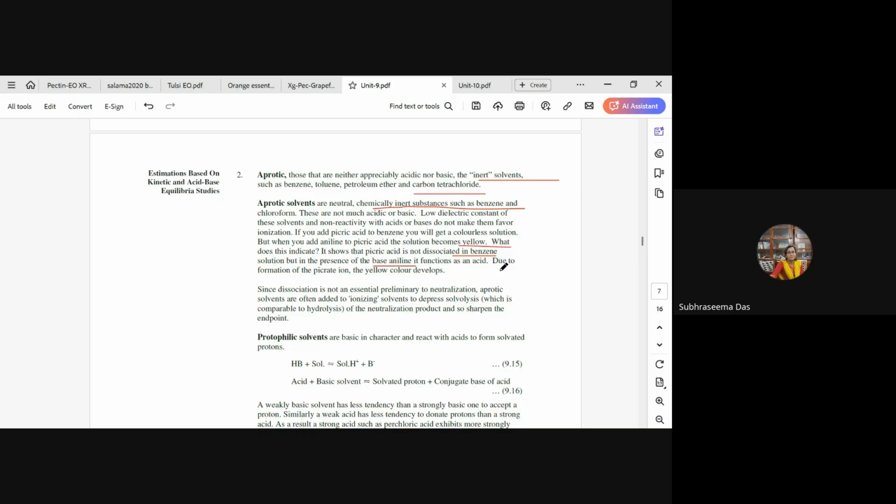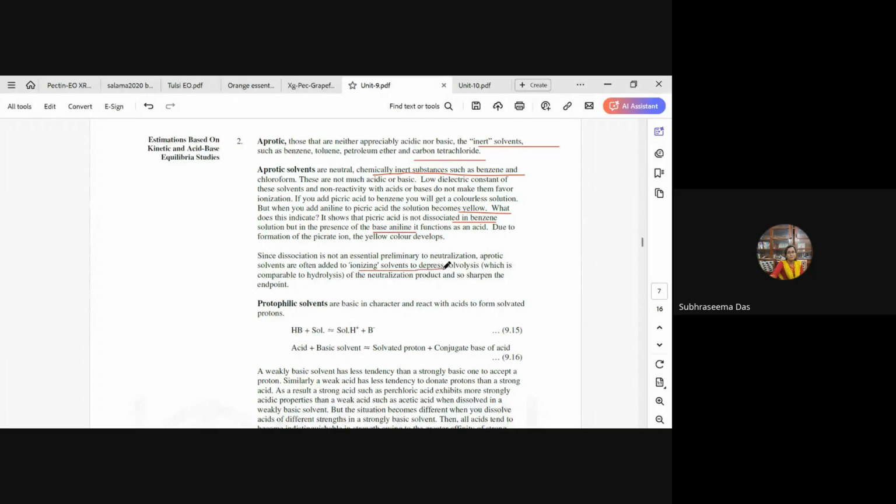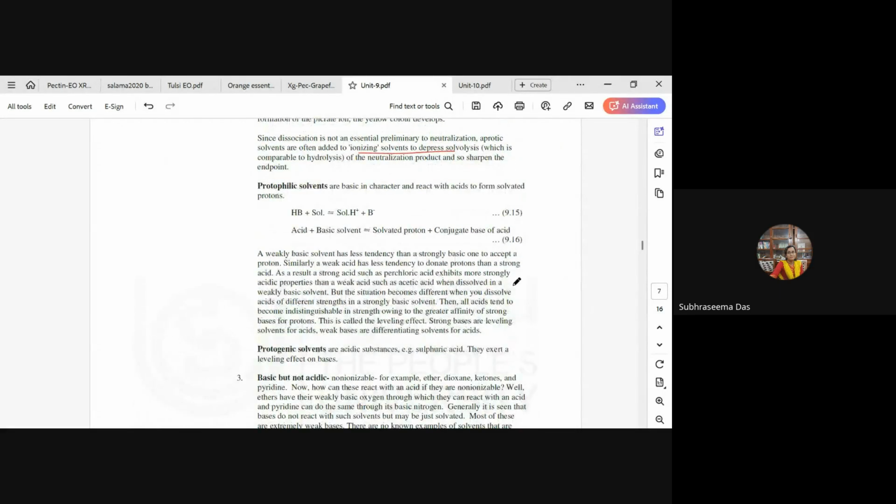Since dissociation is not a primary factor for neutralization, aprotic solvents are often added to ionizing solvents to depress or suppress solvolysis, which is similar to hydrolysis, of the neutralization product to sharpen the endpoint. Then, we have two specifications of solvents.